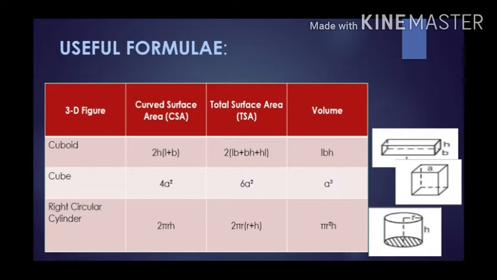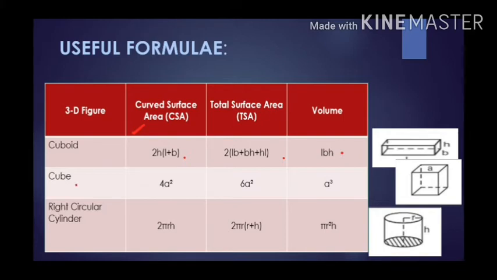For cuboid, if the length, breadth and height are considered as L, B and H, then curved surface area will be 2 into height into length plus breadth. Total surface area will be 2 into length into breadth plus breadth into height plus height into length. Volume will be length into breadth into height.